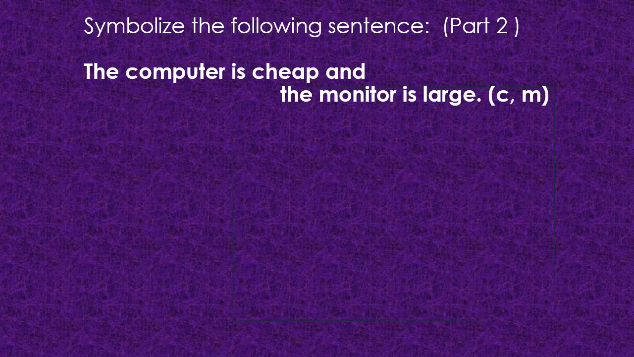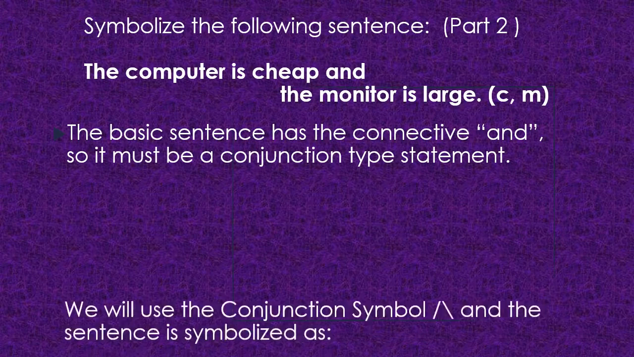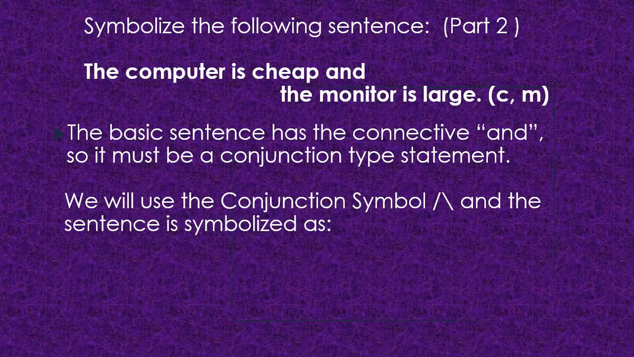Okay. So here's a sentence that we want to symbolize with these letters C and M. When we look at the sentence, we see it has the connective and. So it must be a conjunction type statement. We'll use the conjunction symbol, the upside down V, and then we'll symbolize the sentence as C, upside down V, M. C and M, it's written.